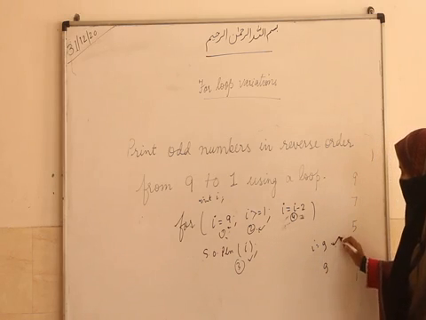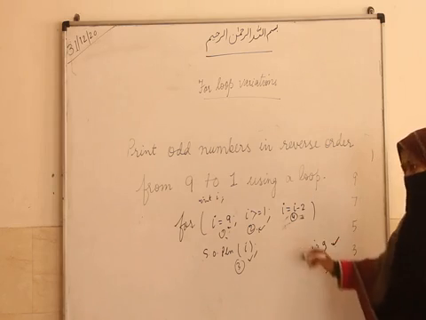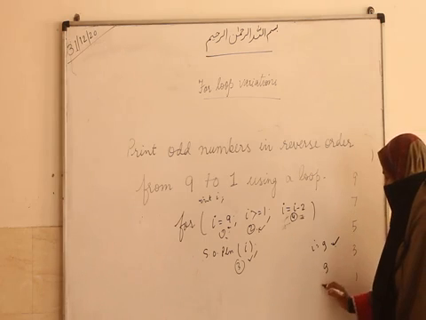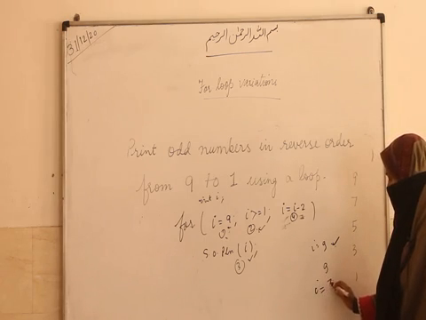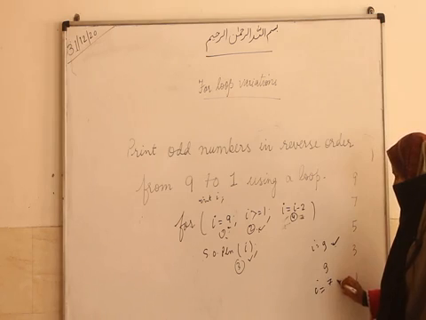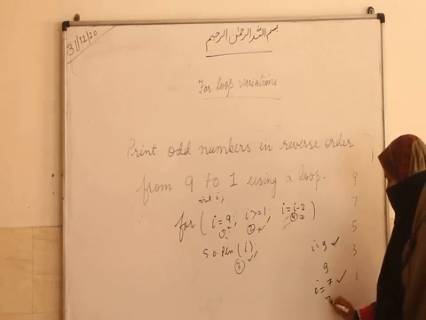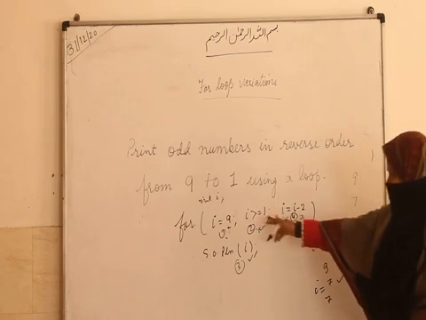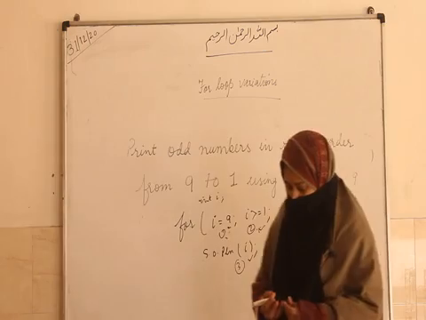So the value of i is 9. i is greater than 1, correct. Go to the body, print i. And now decrease the value of i, which will become 7 now. 7 is greater than or equal to 1, correct. Print it like this. It will go on. So here will be i greater than or equal to 1.